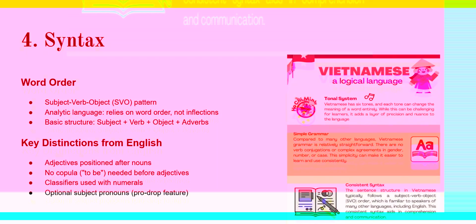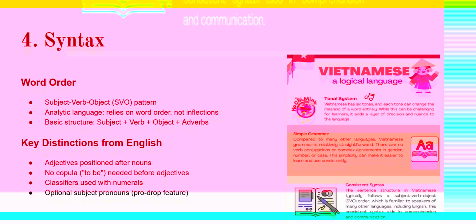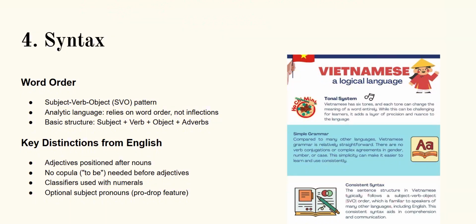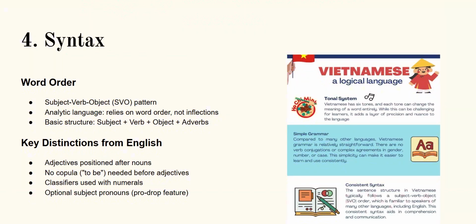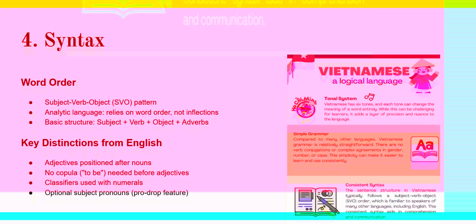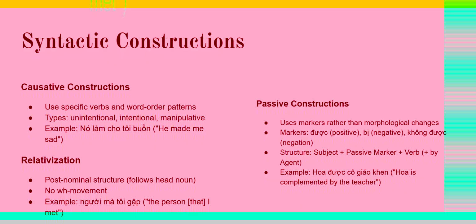So what are the distinctions from the English language? We don't have a copula here. We don't need a copula. Classifiers in Vietnamese are used with numerals. We have optional subject pronouns, and the most important feature is that adjectives are positioned after the nouns, which is totally contrasted with the English language.